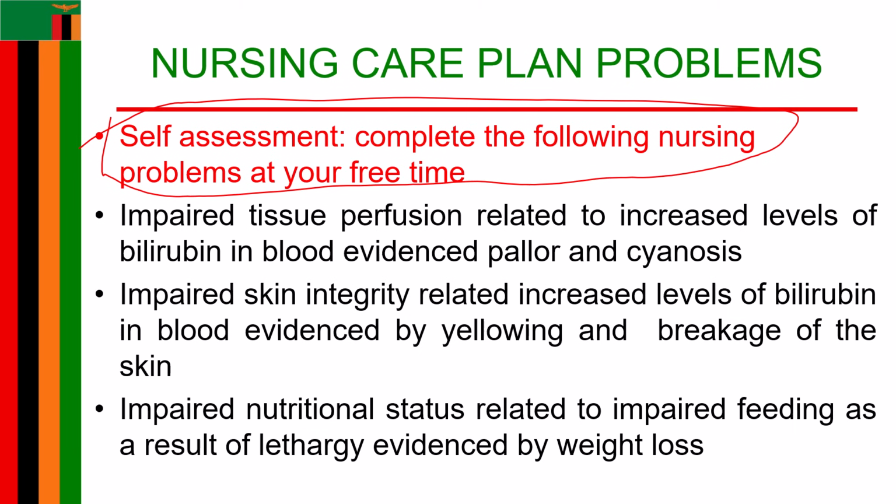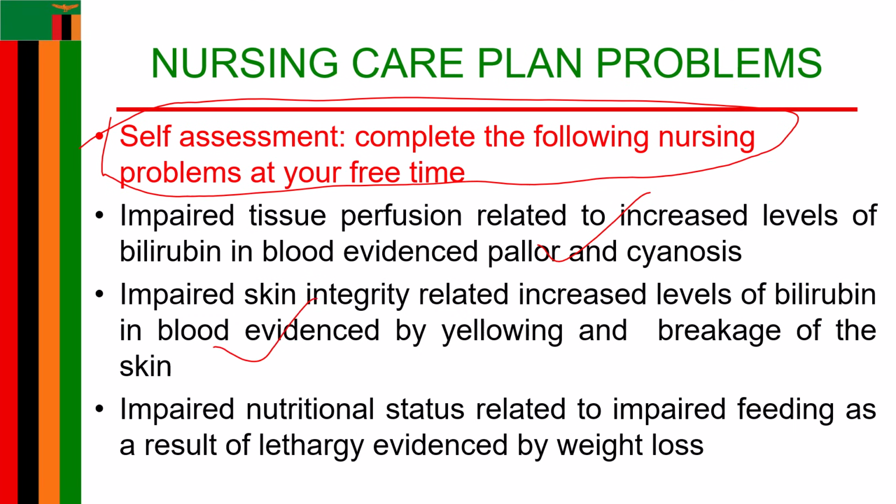So I have at least given you the nursing diagnosis, and these conditions we have done them several times. So all you need is that as you study, try to finish up the other areas like the one for interventions and the evaluation. So the first problem we can talk about is impaired tissue perfusion. This is related to increased bilirubin level in the blood evidenced by pallor and cyanosis.